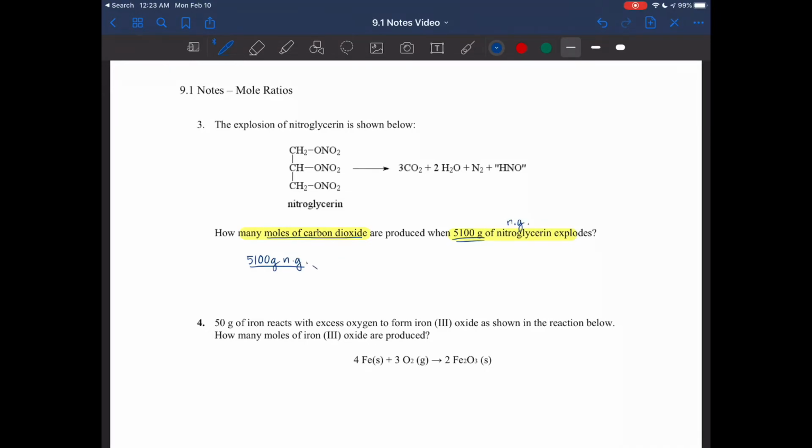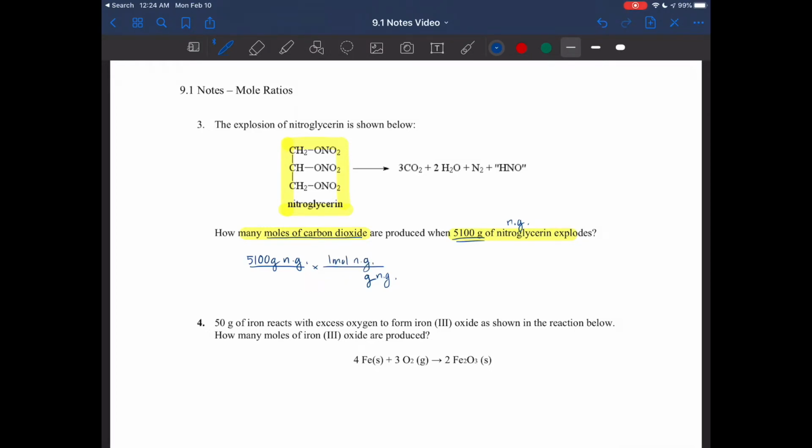We're going to abbreviate nitroglycerin here with an NG, just too much to write. You're allowed to abbreviate things as long as you label them and you know what the abbreviation means, and it's really obvious. And the first thing we're going to do is convert these grams to moles. How do we do that? We got to find the molar mass of nitroglycerin.